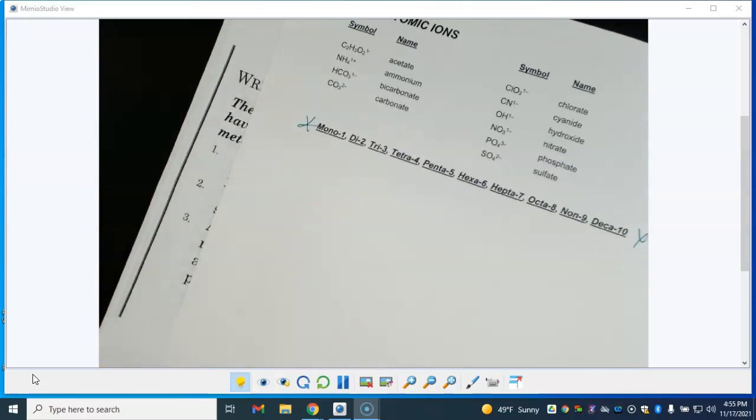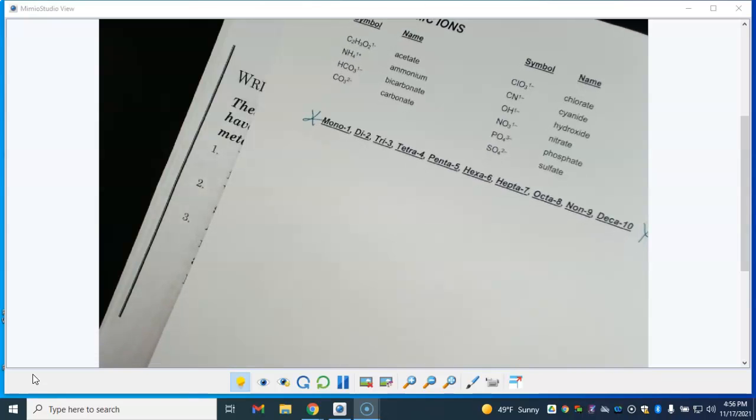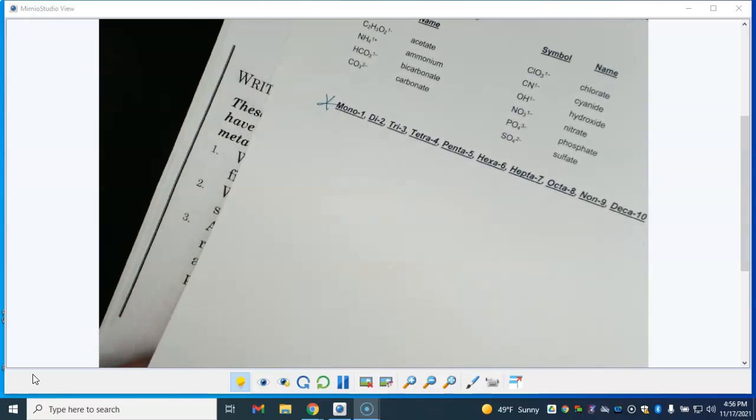Okay, I'm going to go through this fairly quickly, and just so you know, this PowerPoint is actually on Google Classroom, so you can go back and write the step-by-step, or you might have to go back because I'm going to go pretty quick, and write the steps to write formulas for covalent molecules.